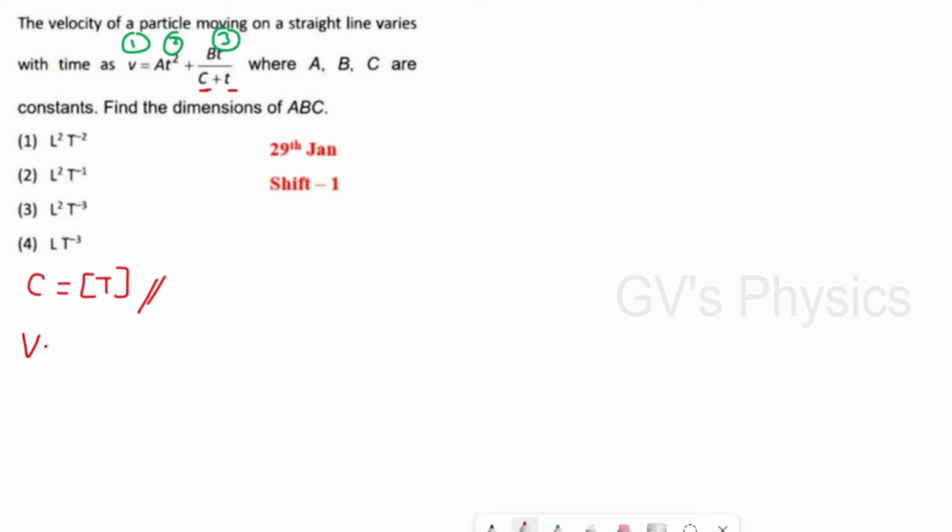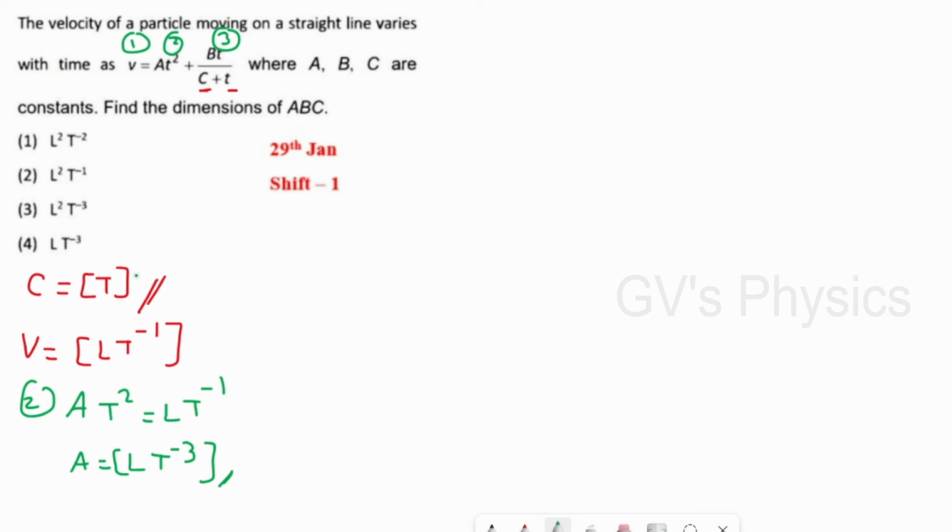So first term, velocity. Velocity has a dimension L T power minus 1. Okay, so the second term also has the same dimension as velocity. So we can substitute. So second term, A T square, that is equal to L T power minus 1. So A is equal to L T power minus 3. Okay, so the dimension of A is L T power minus 3.